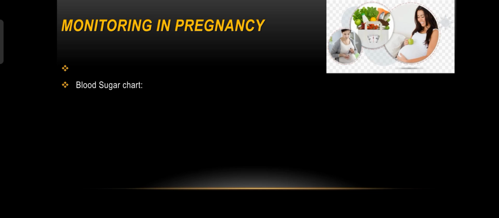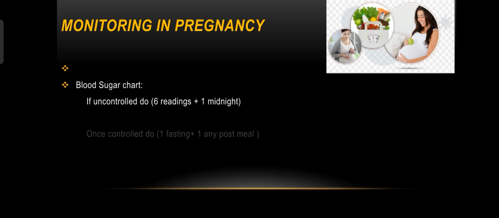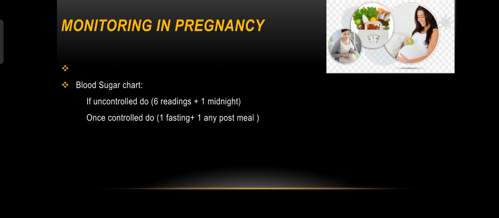Blood sugar charts. If the GDM is uncontrolled, do a total of 7 readings: 6 readings pre and post meal and 1 midnight level. Once controlled, do 1 fasting and 1 any post meal.